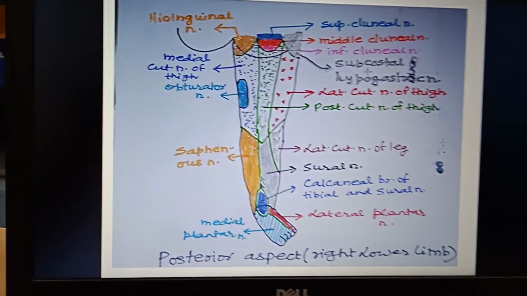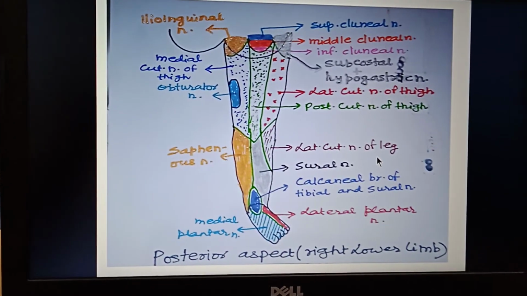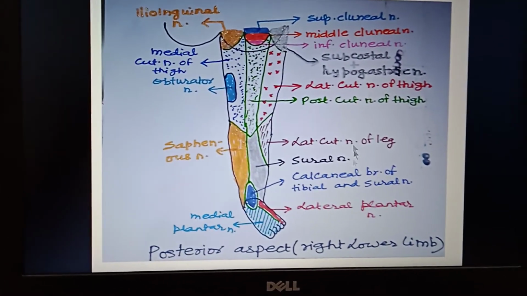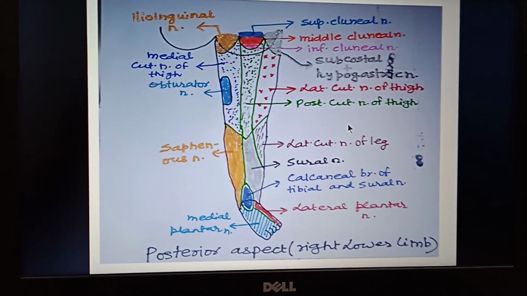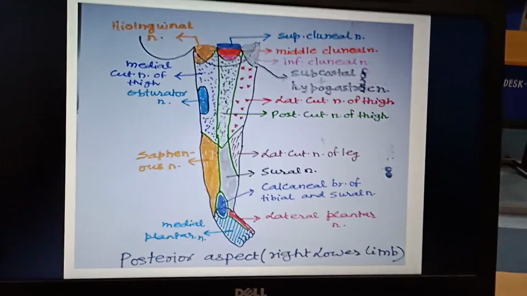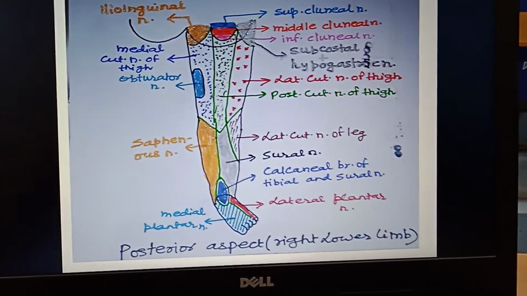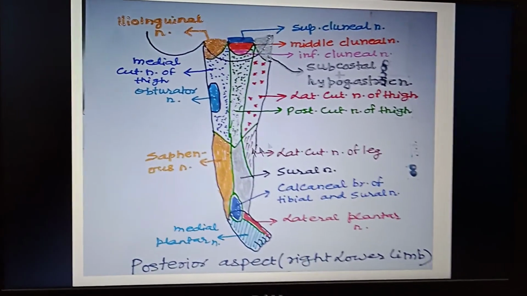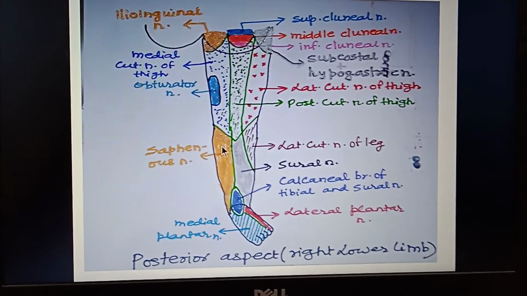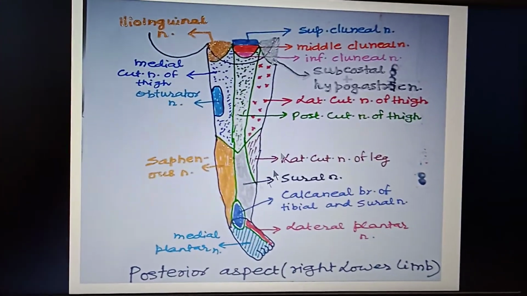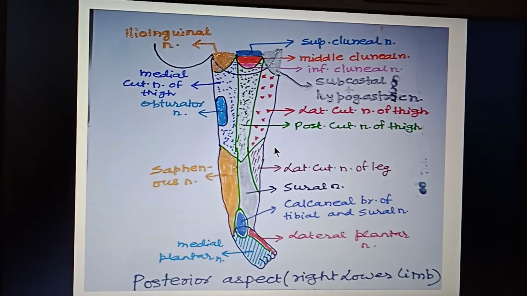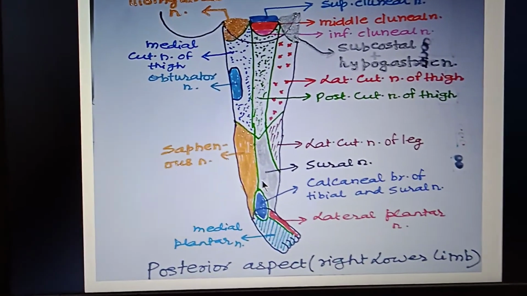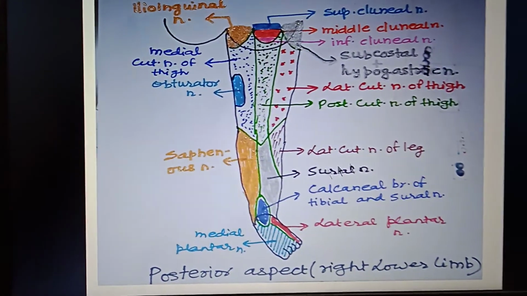But very worth mentioning, superficial and deep peroneal nerve is not present in the posterior aspect. In the front they have dual nature: superficially they are different and in deep they are different, but posteriorly, in the back, they are of only one nature. So superficial and deep will be absent in the posterior aspect. This is supplied by lateral cutaneous nerve of leg, and here sural nerve.